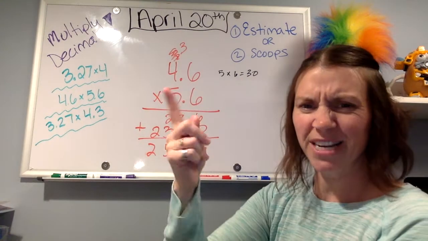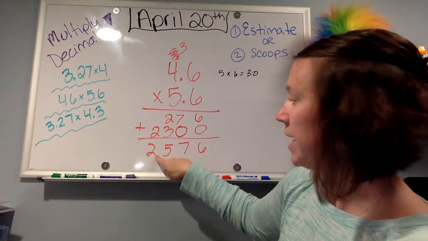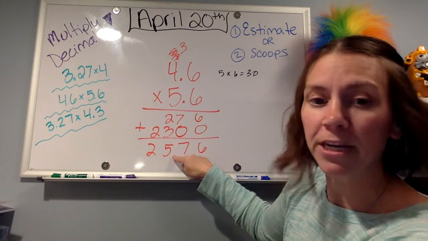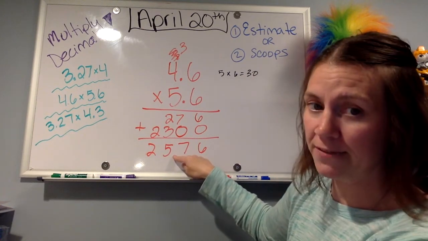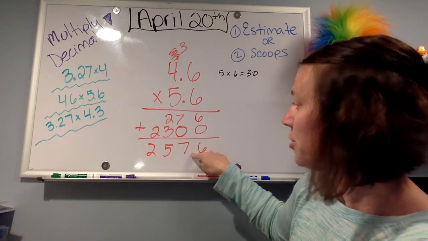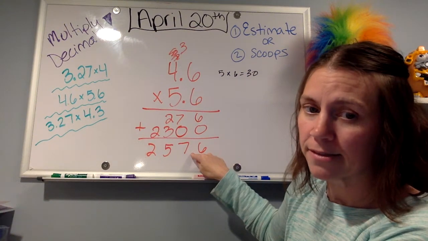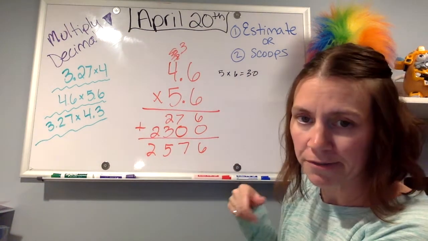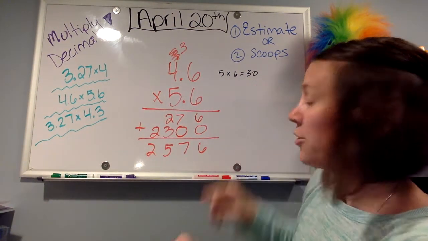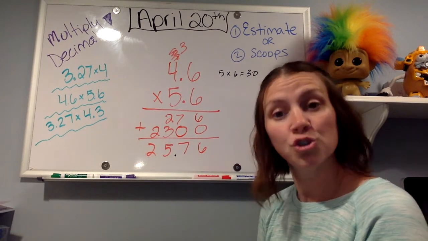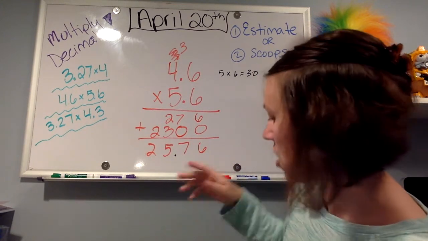Now, this is my decimal. If I put it here, my answer is going to be 2 and 576. If I put it here, it's going to be 25 and 76 hundredths. If I put it here, it's 257 and 6 tenths. And if I don't put a decimal, I have 2,576. So I need it near 30. So I'm going to stick it there because then I know that my answer is 25 and 76 hundredths.